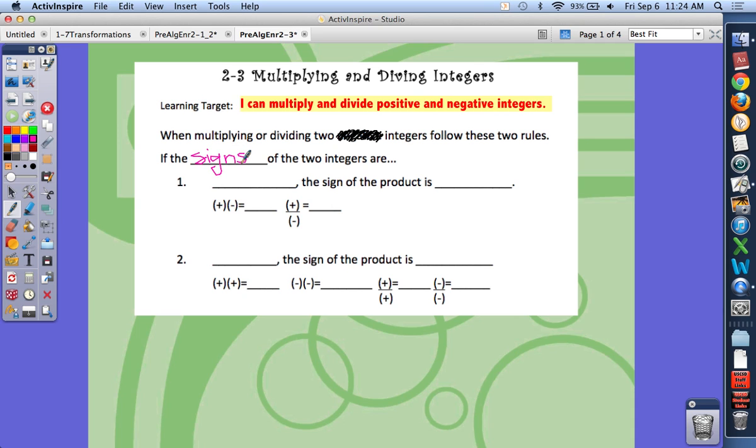And here's your two cases. The signs can either be the same or they can be different. I'm going to put the same down on line 2. Let's start with that. If the signs are the same, what kind of answer are you going to have? Well, you've already done problems like this. Think about 7 times 5. What is 7 times 5? It's 35. What kind of 35 is it? Positive or negative? It's a positive. Well, guess what? If the signs are the same of the two numbers, your product is always going to be positive.